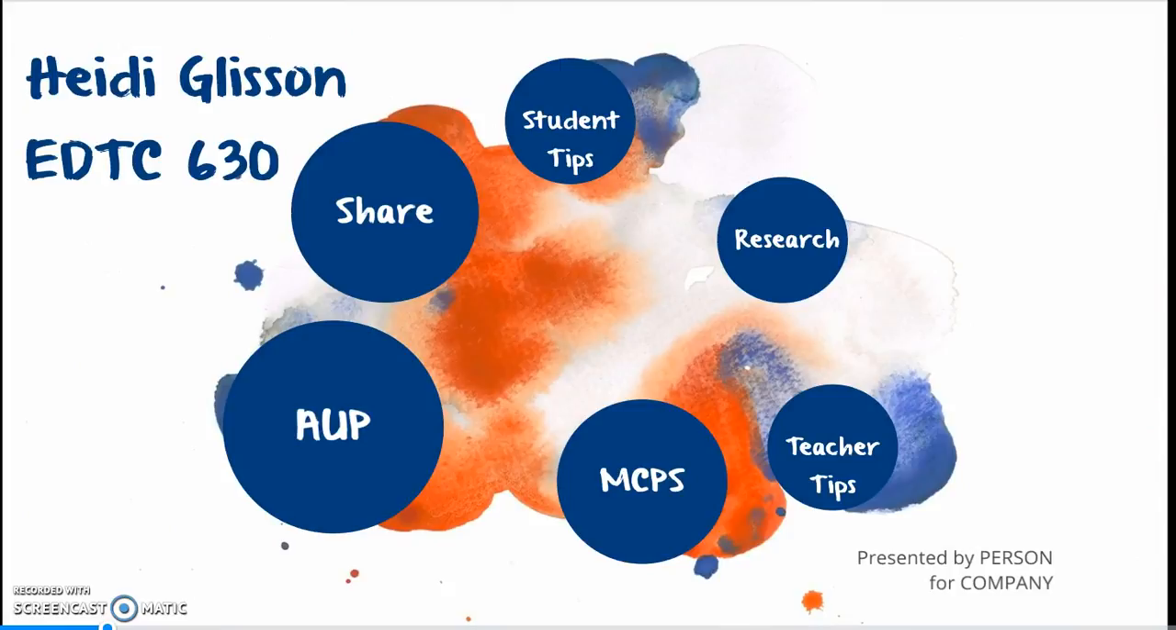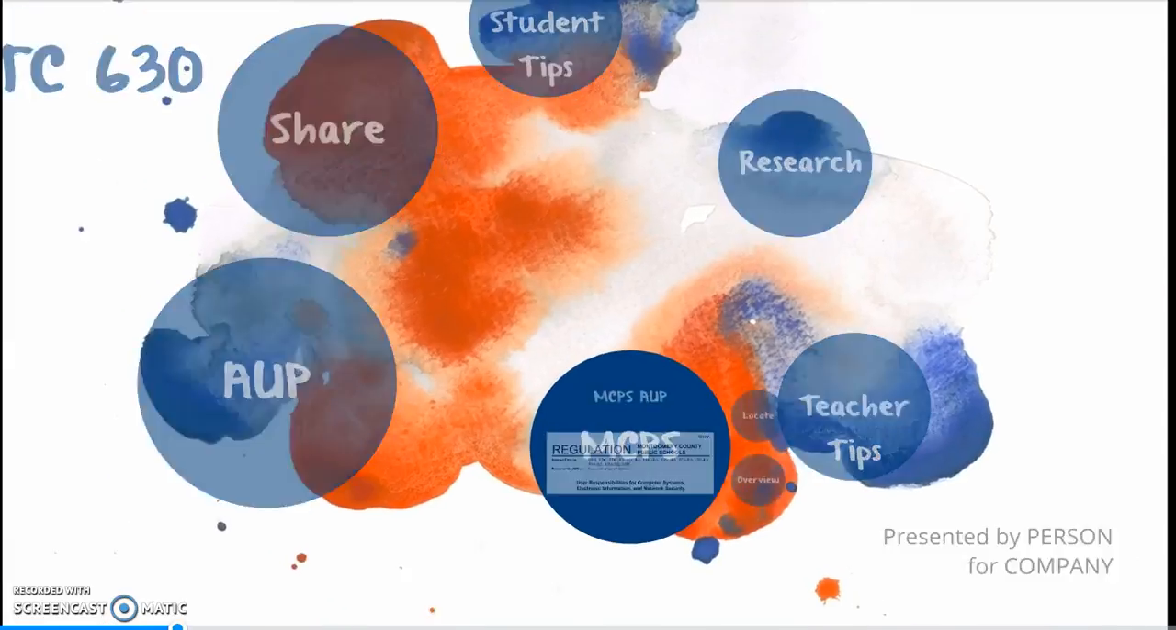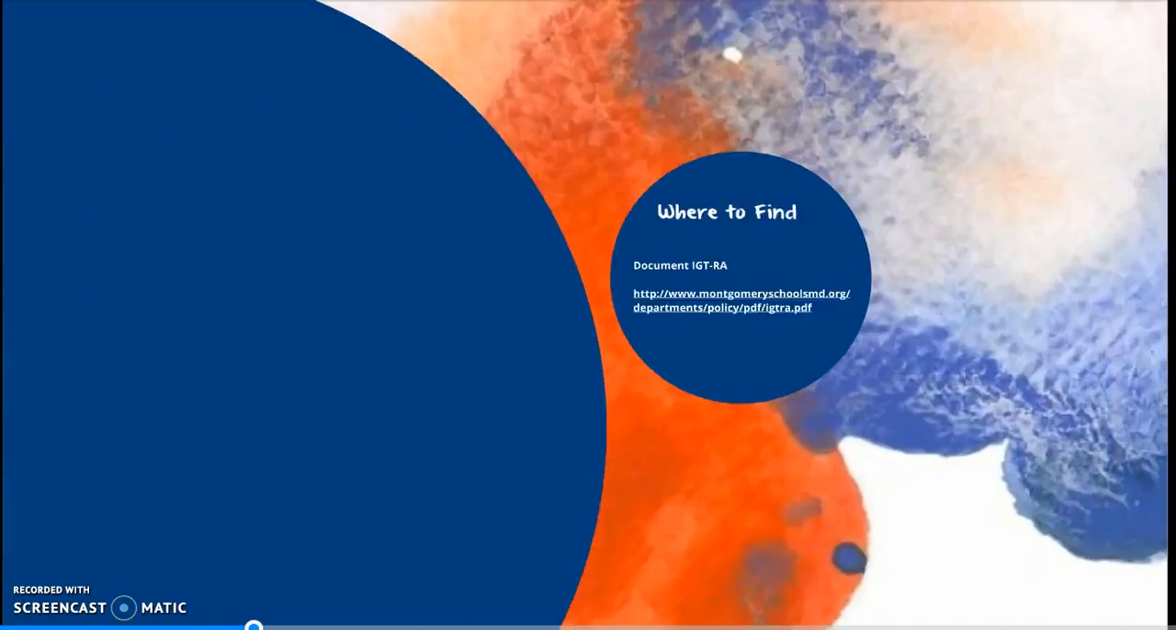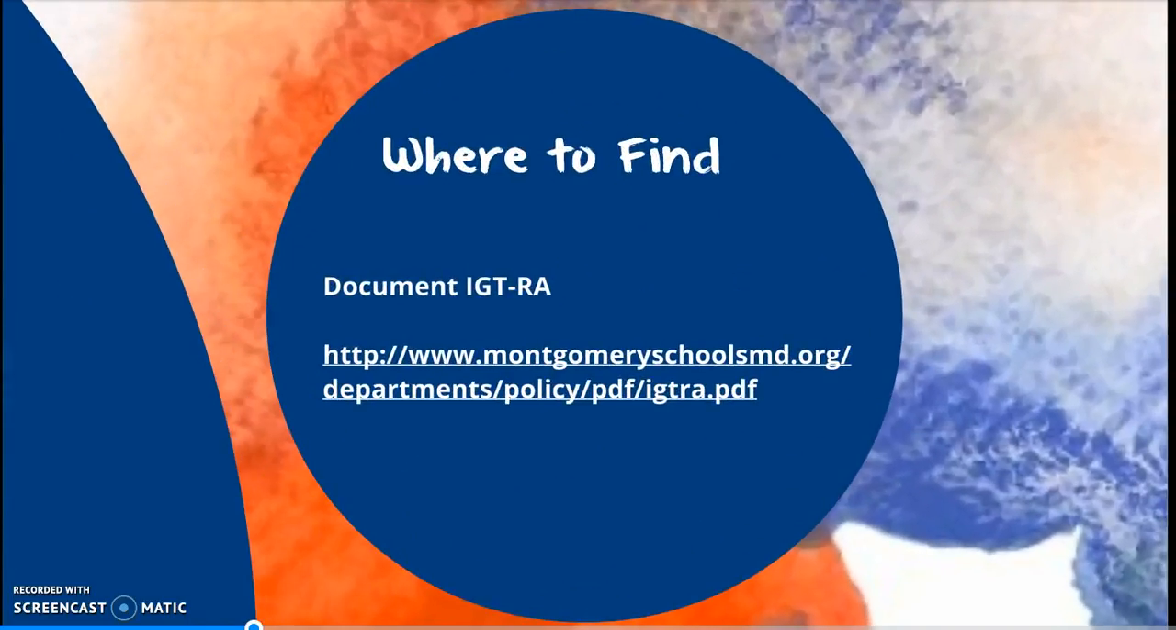At my current school, we follow the acceptable use policy for Montgomery County Public Schools. You can easily find the MCPS AUP by searching MCPS AUP in any search engine. It can be found on the public website as document IGT-RA.